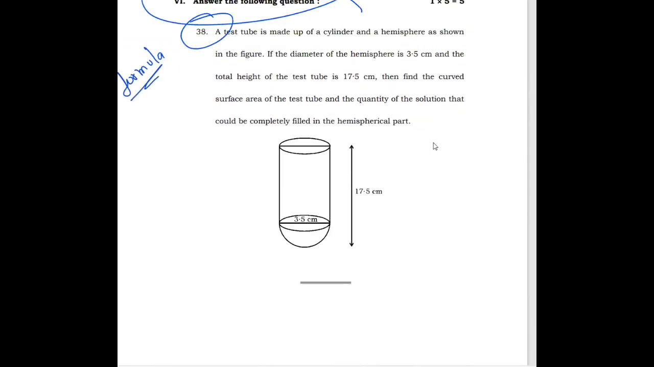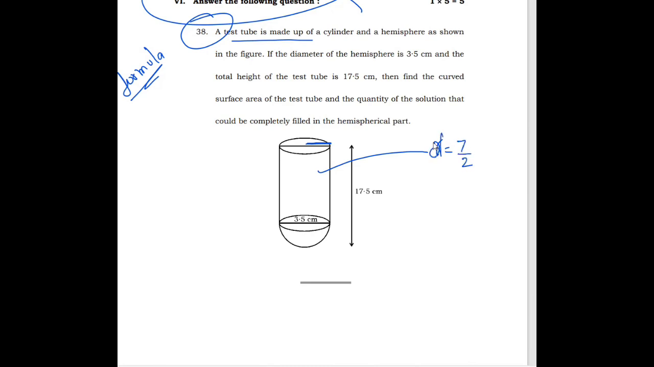Let's go to this question. Test tube. Here are all the details given. Let's break this. So now, first of all, what is the radius of this entire shape? This is the radius. The entire thing is 3.5. What is 3.5? Can I write 7/2?